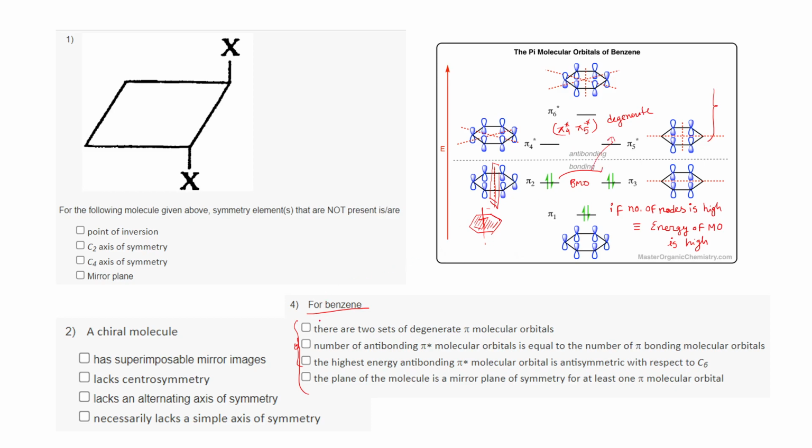So yes, the first option will be correct. There are two sets of degenerate pi molecular orbitals, not going to bonding or anti-bonding. So can you tell me if the second option is correct or not? The number of antibonding molecular orbitals, pi star molecular orbitals, is equal to the number of pi bonding molecular orbitals.